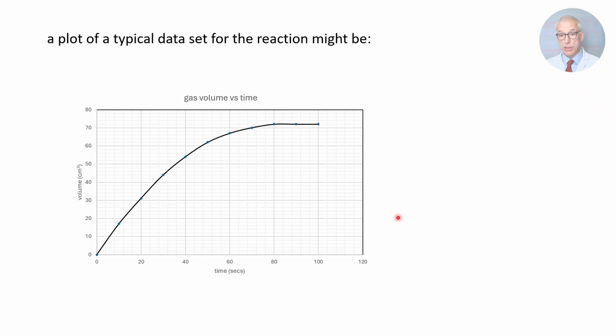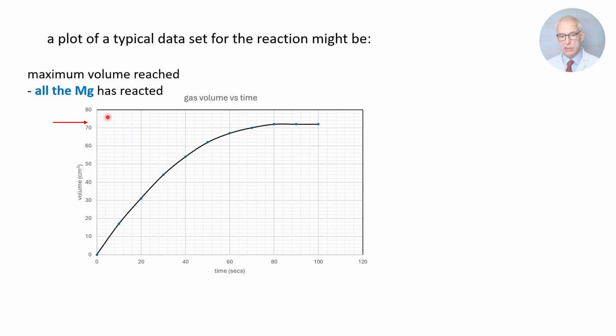Now, a typical plot of the data might look like this, where we've got time in seconds against the volume of gas collected. A maximum is reached when all of the magnesium has reacted. So I'm assuming here that we have an excess of acid.